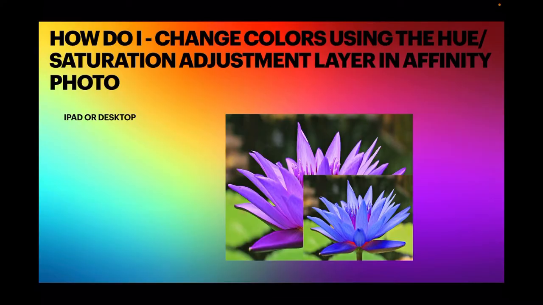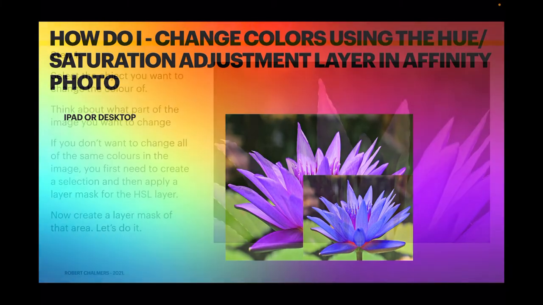Hi guys, let's have a look at changing colours using the hue or saturation adjustment layer in Affinity Photo. And you can see the example there, there's a purple flower and a bright blue flower. Exactly the same flower, just the colours changed. So let's have a look at how we do this.